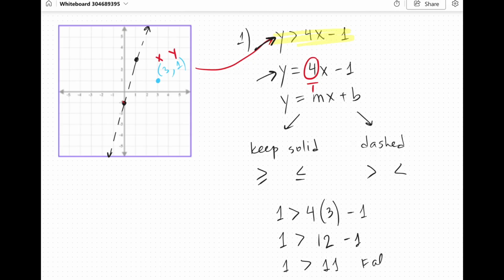No, it's false. 1 is smaller than 11, which means the point that I picked along with all of the other points on that side of the line is a false point, meaning the other side is actually the true side. And you can pick a point and check, but by default, if the right side was false, you will go ahead and color the left side.